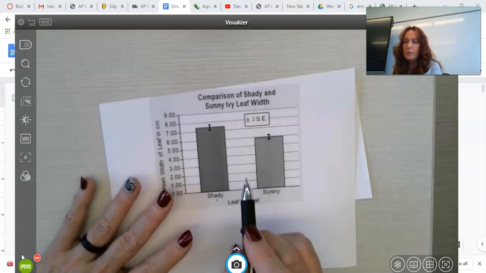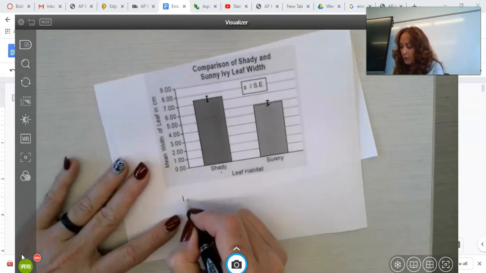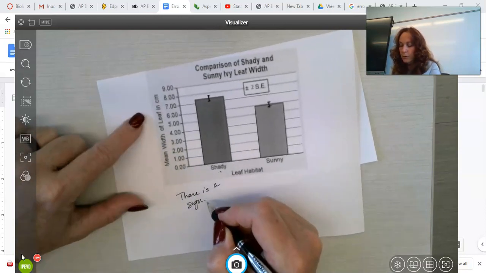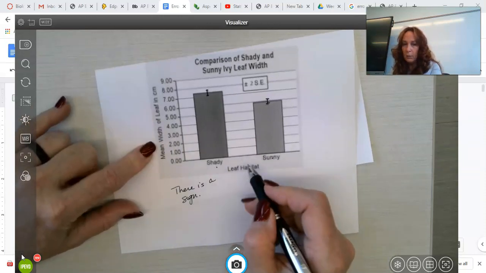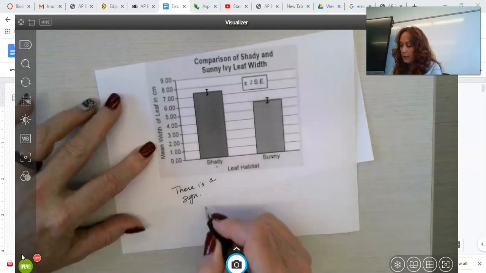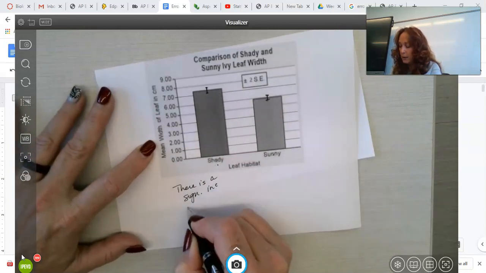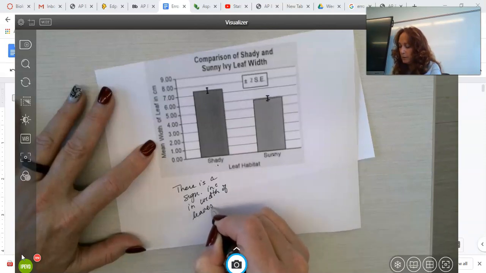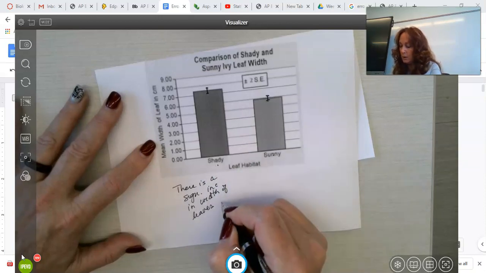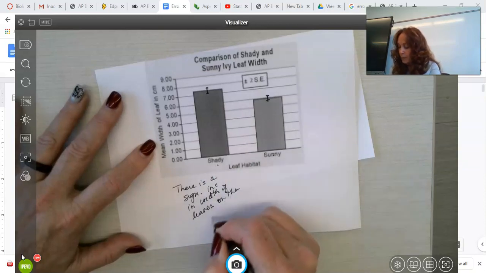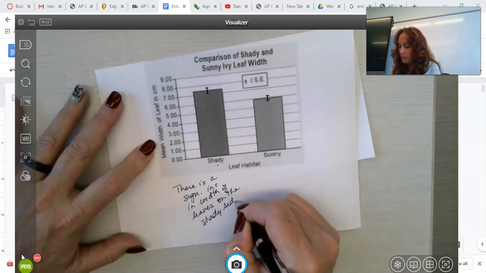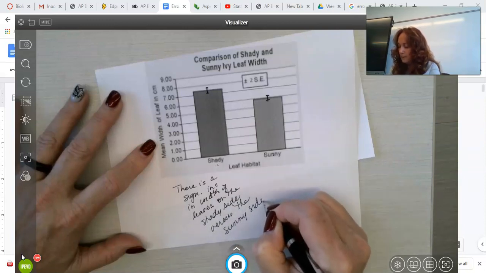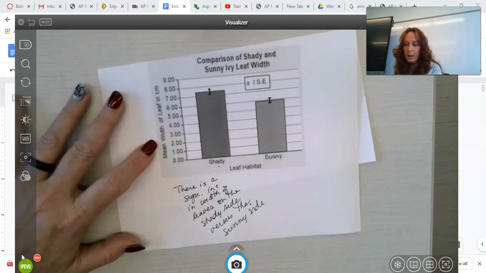And your answer here would be yes. You would say there is a significant, and what did we measure? Width. And this one's higher, right? So there is a significant increase in the width of the leaf, so the leaves, between the two conditions. On the shady side versus the sunny side.